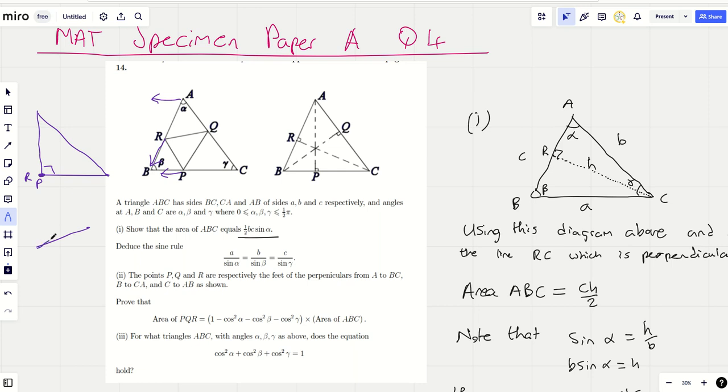Yeah, it sounds like something out of Goodfellas. I know what you mean, like a degenerate gambler, but no, it's a degenerate triangle. It's collapsed in on itself and its area is 0. So that's going to happen when you've got a right angled triangle.